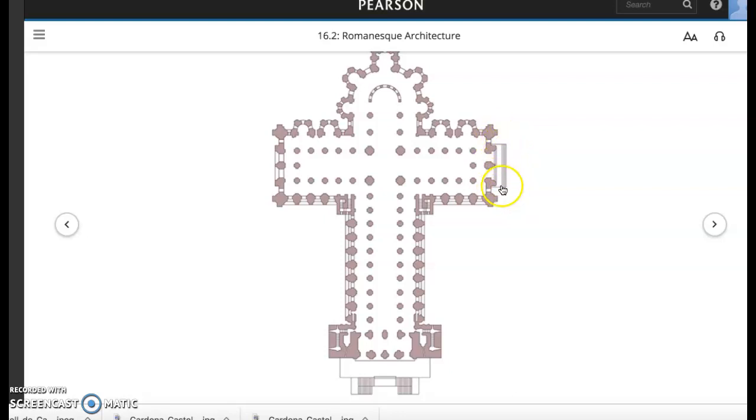Because if you're a pilgrim, you're walking from France to Spain, who knows what time you're going to get there.